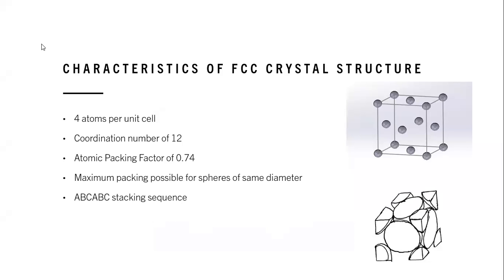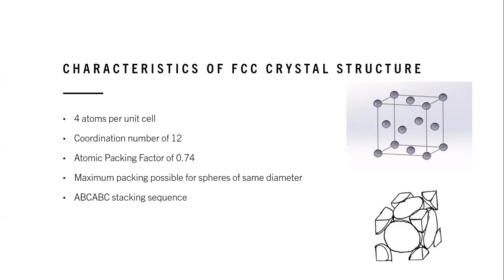Now, for characteristics of FCC crystal structure, it has 4 atoms per unit cell. If we see the bottom sketch, there are half of the atom in each of the faces and 1/8 of the atom in all corners. The coordination number, or the number of neighboring atoms, is 12, and the atomic packing factor is 0.74, which is the highest packing of atoms possible for spheres of the same diameter.